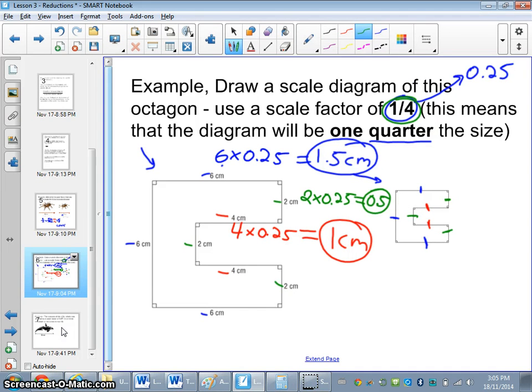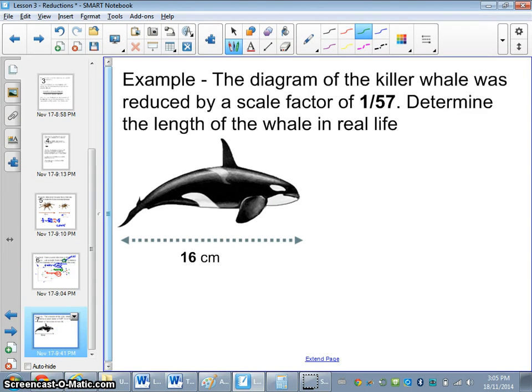Okay, and one more example here. Here's another way to solve this type of question. The question says, the diagram of the killer whale was reduced by a scale factor of 1/57. So for every 1 centimeter on this diagram, I have 57 centimeters in real life. So remember, when I'm setting up my fractions, I have diagram over actual, right? So with my scale factor, I have 1/57. So that's diagram and actual.